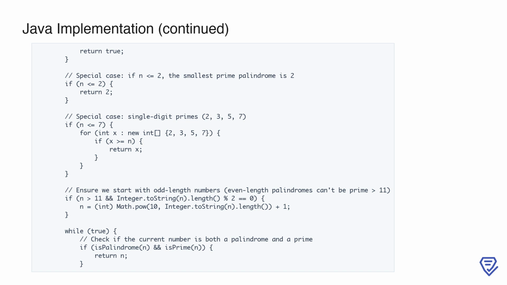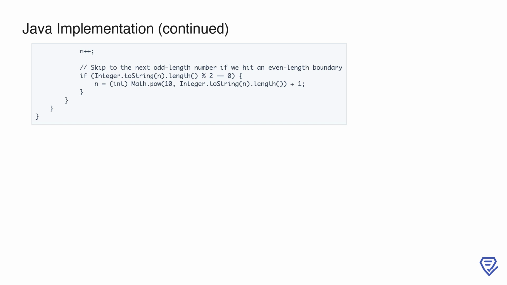Finally, we enter a loop where we check if the current value of n is both a palindrome and a prime using the helper methods defined earlier. If both conditions are satisfied, the number is returned as the result. If the current number n fails either the palindrome or prime checks, we increment n and continue the loop.